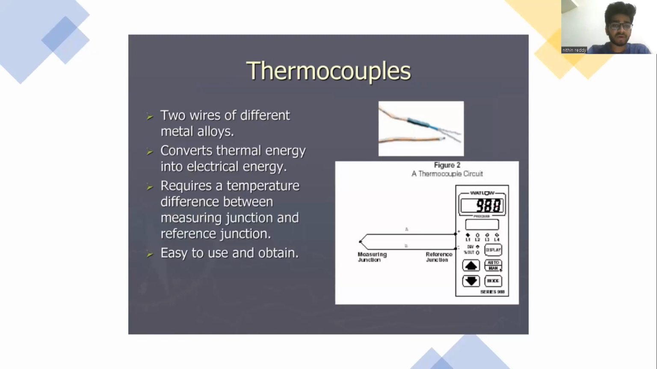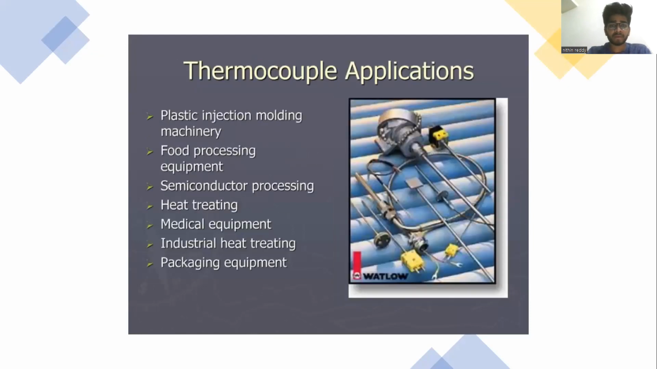Thermocouples: two wires of different metal alloys convert thermal energy into electrical energy. It requires a temperature difference between the measuring junction and reference junction. Easy to use and obtain. Its applications are plastic injection molding machinery, food processing equipment, semiconductor processing, heat treating, medical equipment, industrial heat treating, and packaging equipment.